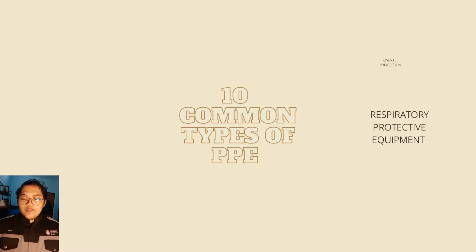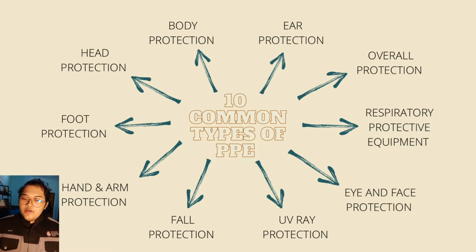There are 10 common types of PPE, which are body protection, ear protection, overall protection, respiratory protective equipment, eye and face protection, UV ray protection, fall protection, hand and arm protection, foot protection, and also head protection. Let's look at them one by one.